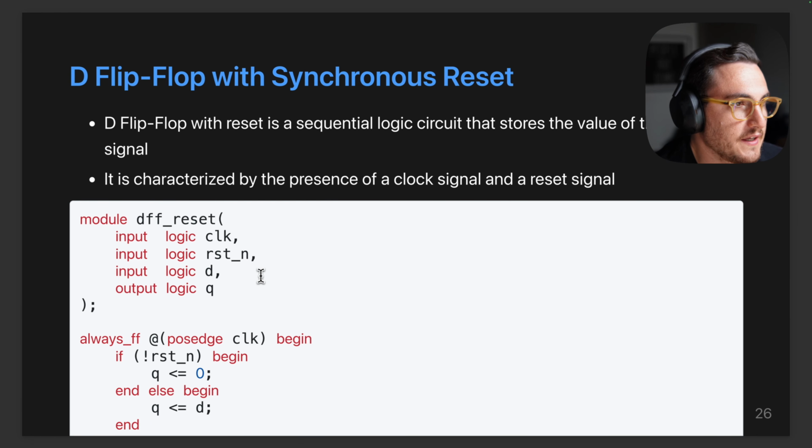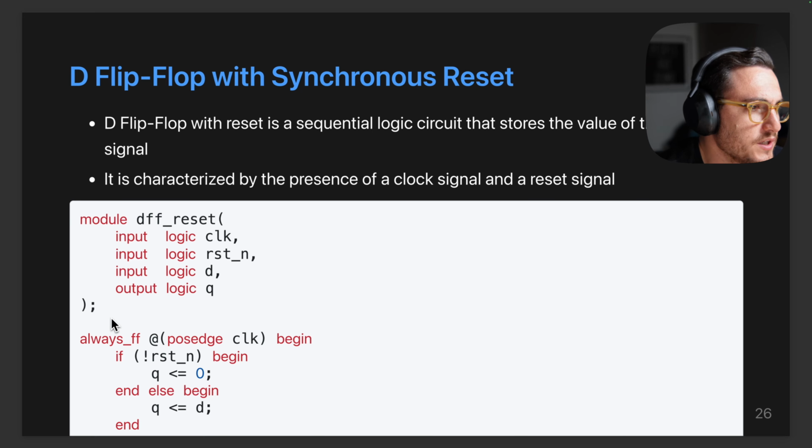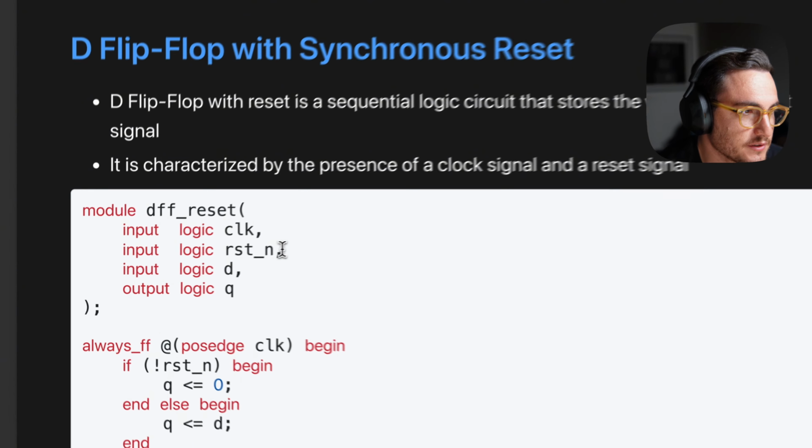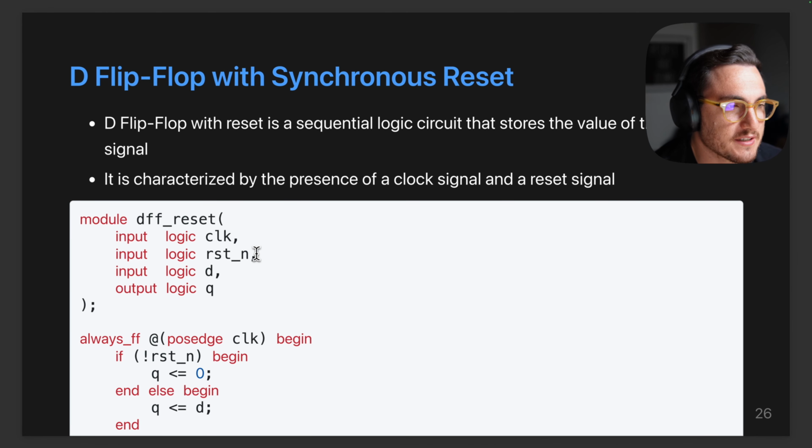Then we have a D flip-flop with synchronous reset. It has a reset signal. So here, of course, the module is cut out, but whatever we need is displayed correctly. You can see the full code inside the code base. And we added a reset_n to the input port. And what this reset_n means is that when the reset is 0, we assign 0 to Q, so the output.